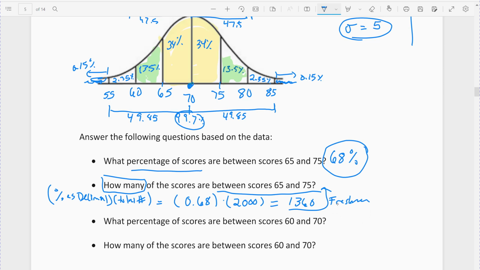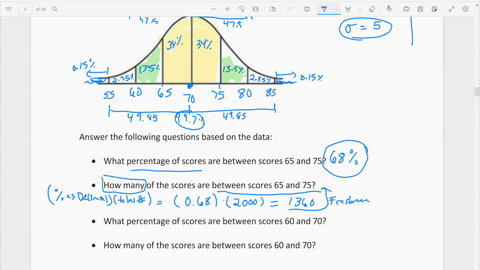Scored between, again, it's the majority of them, right? 68%. The majority of the freshmen scored within one standard deviation of that 70% mean. So 1,360 divided by 2,000 should give you your 0.68, or 68%.